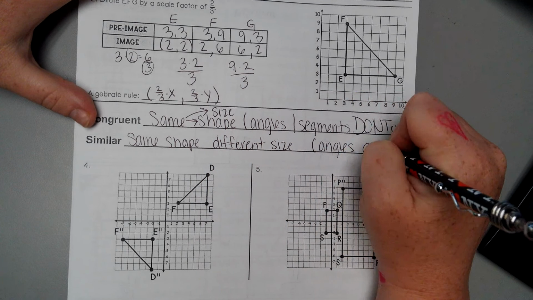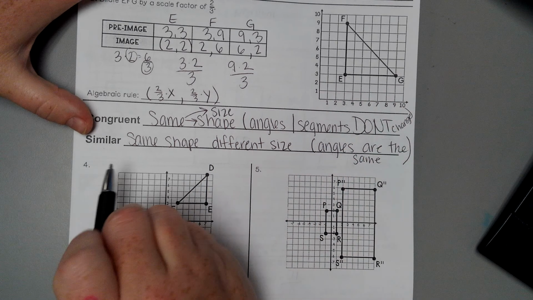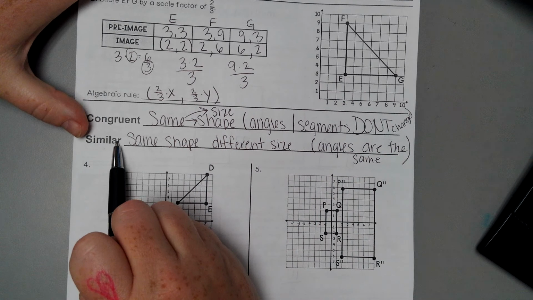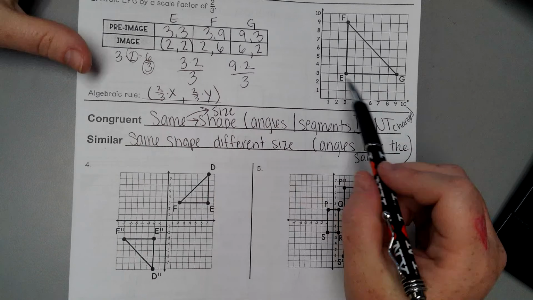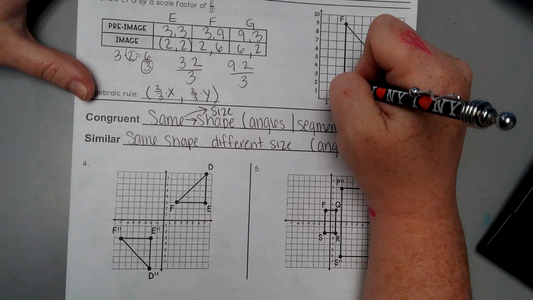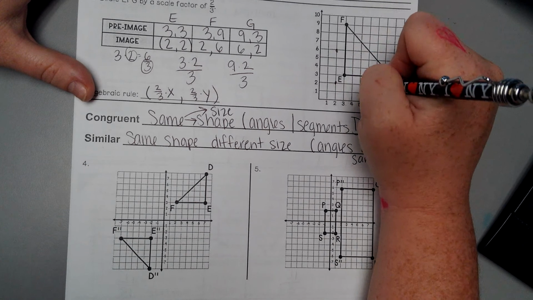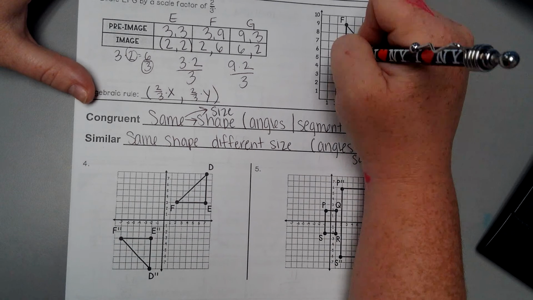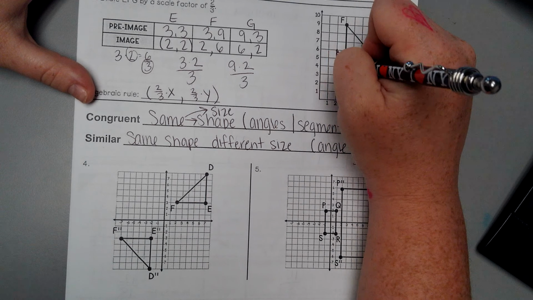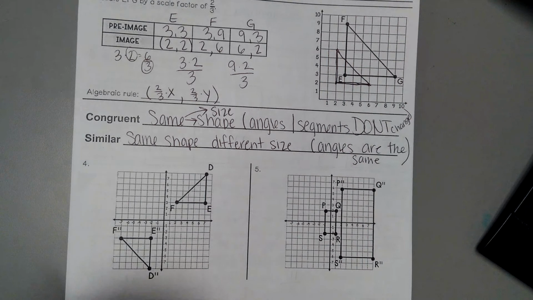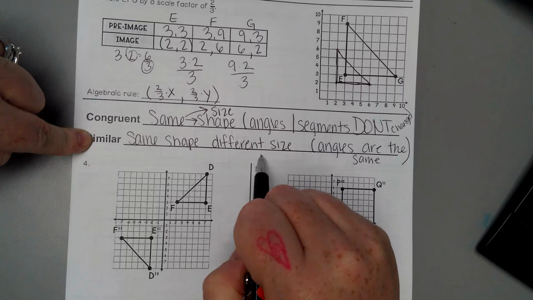Angles are the same. So if they're similar, it means it's been dilated. It's been dilated by a scale factor, so that means your shape is going to get smaller. So like this one, this was this new triangle where it's the same shape, it's just a different size. So they're similar because they're the same, but they're different sizes.